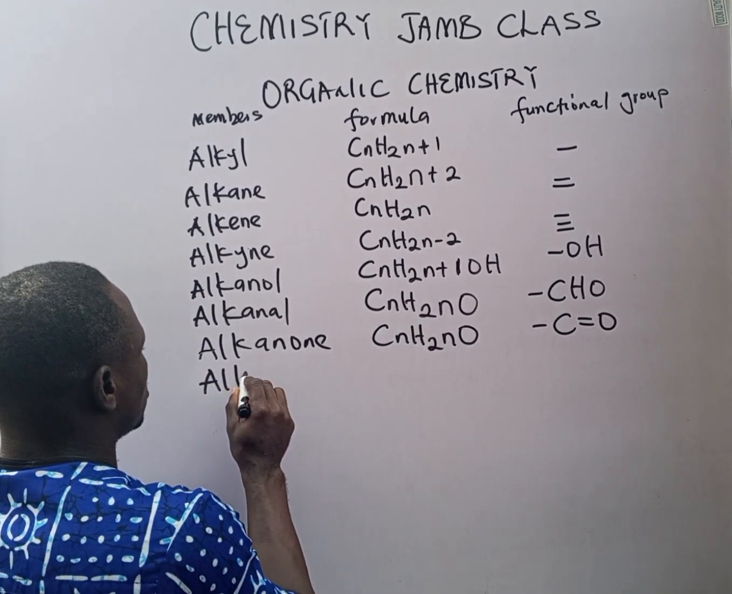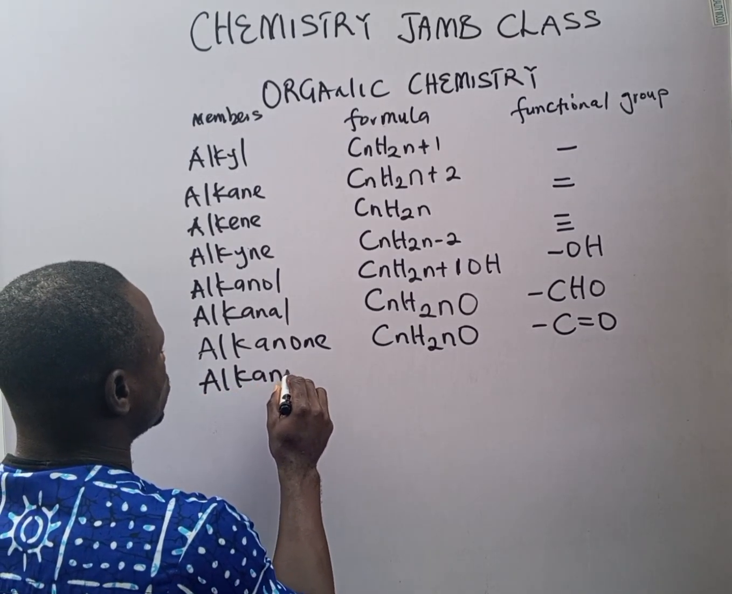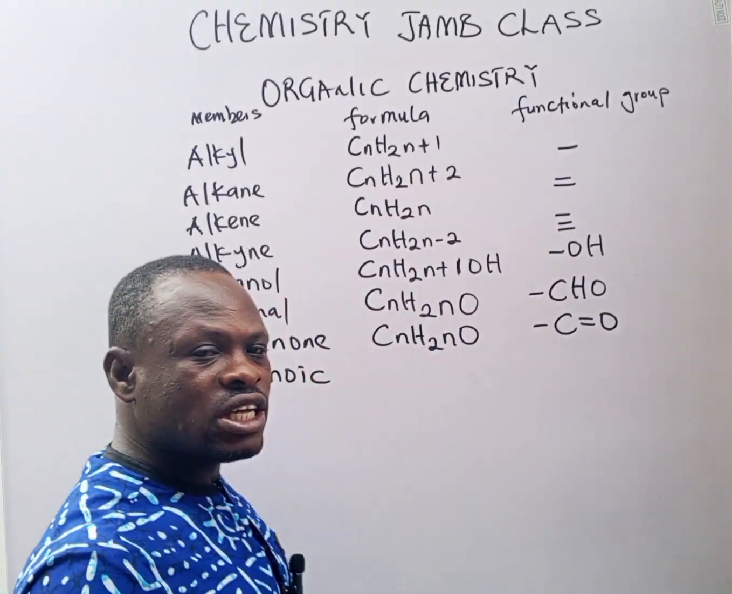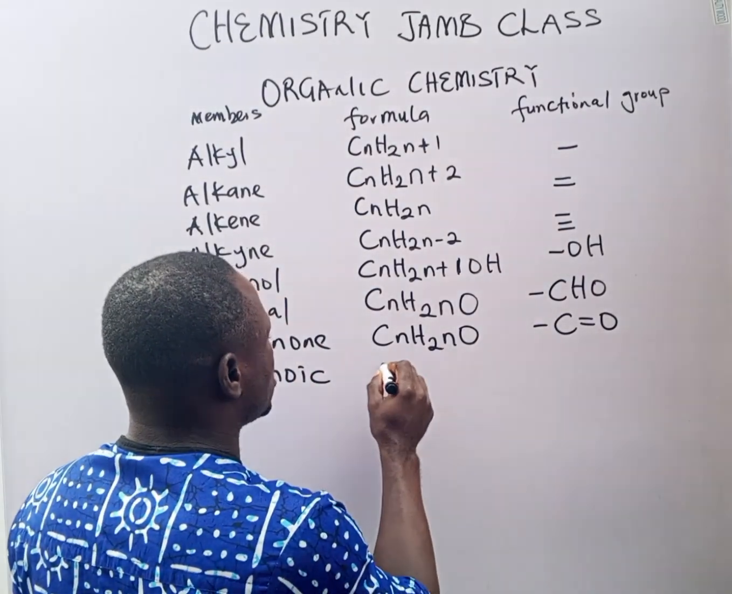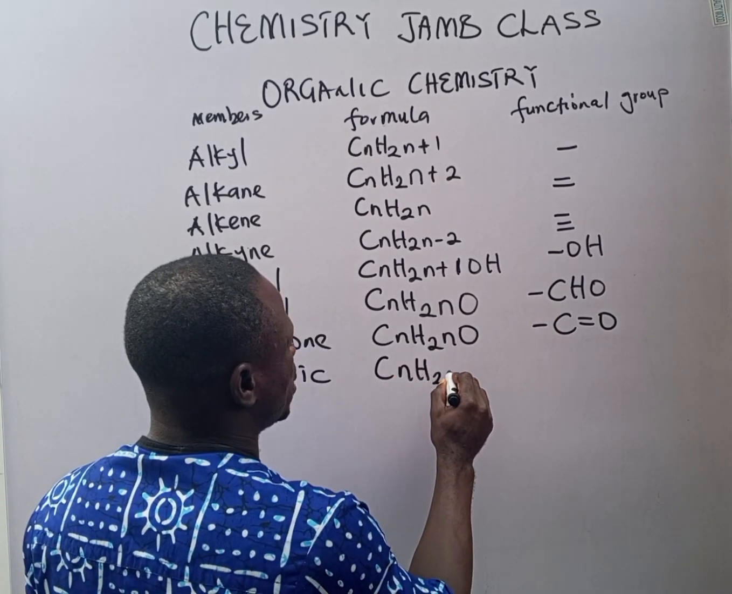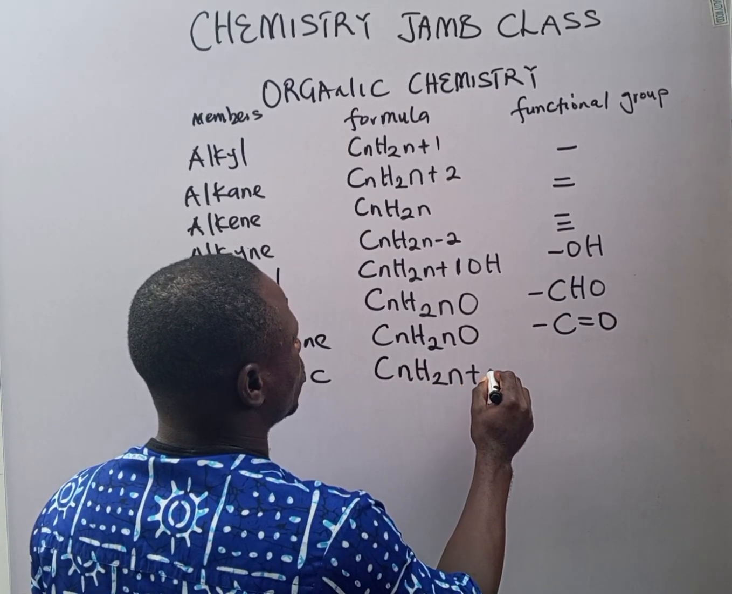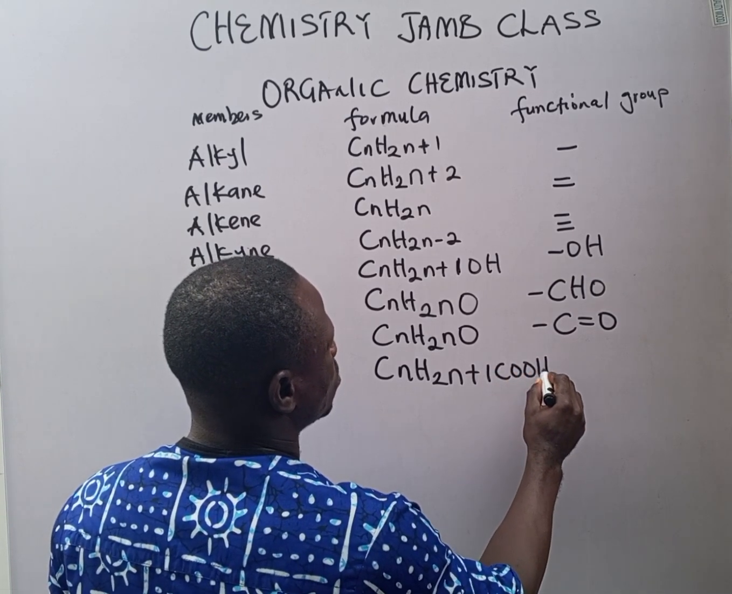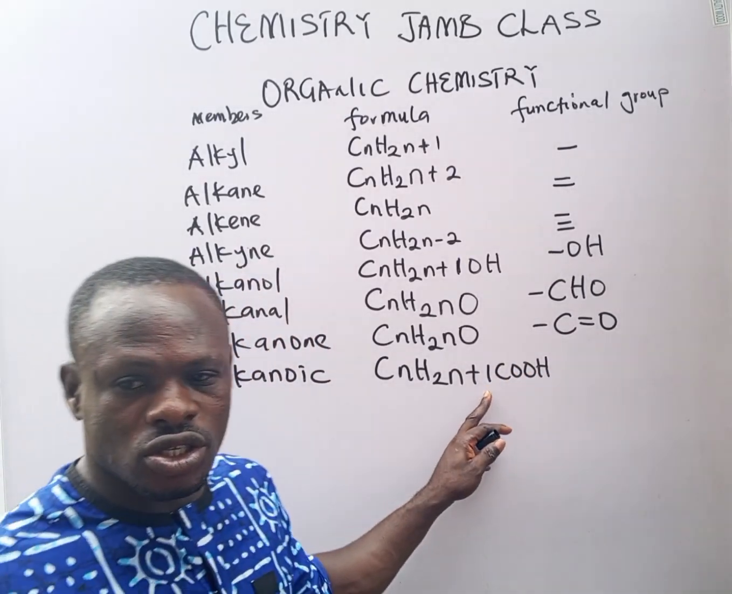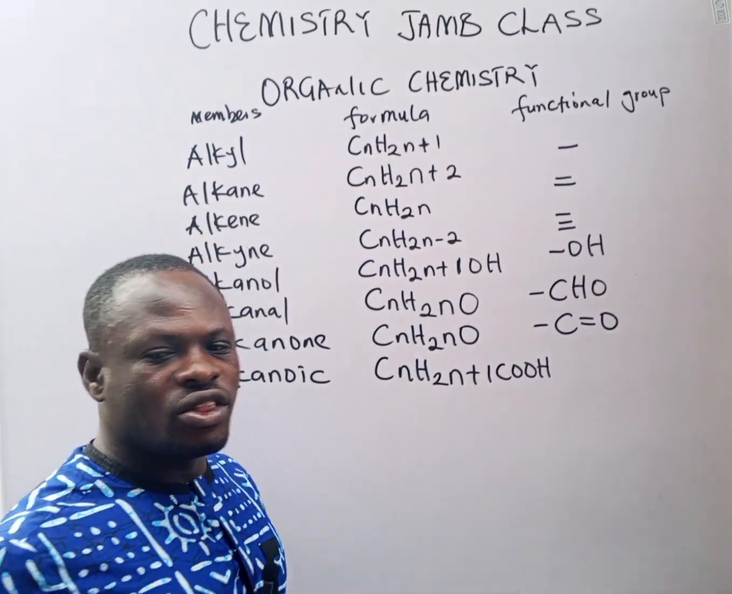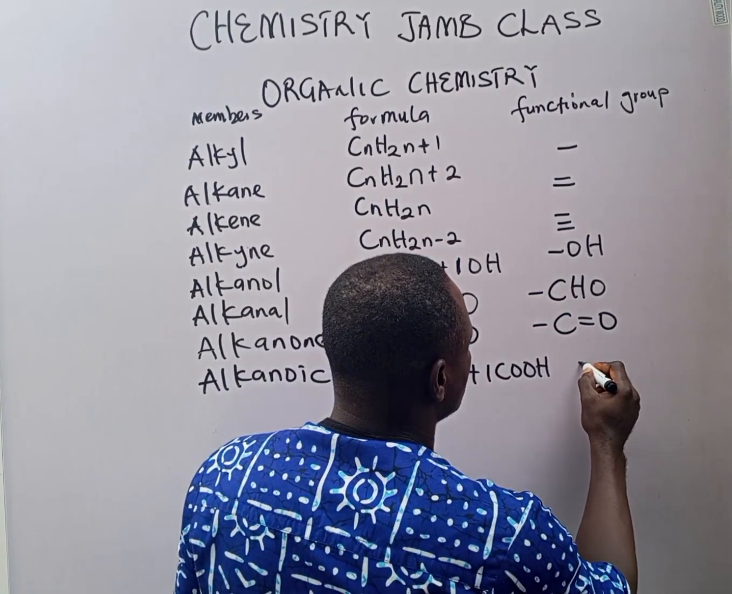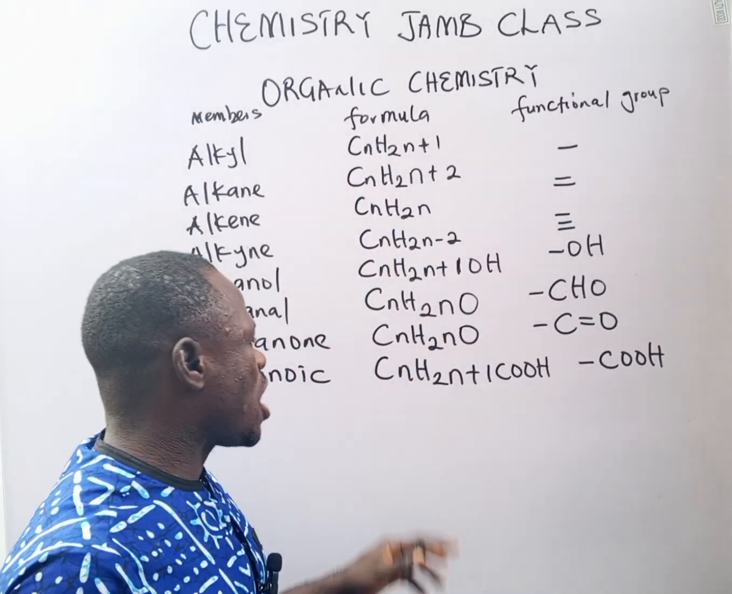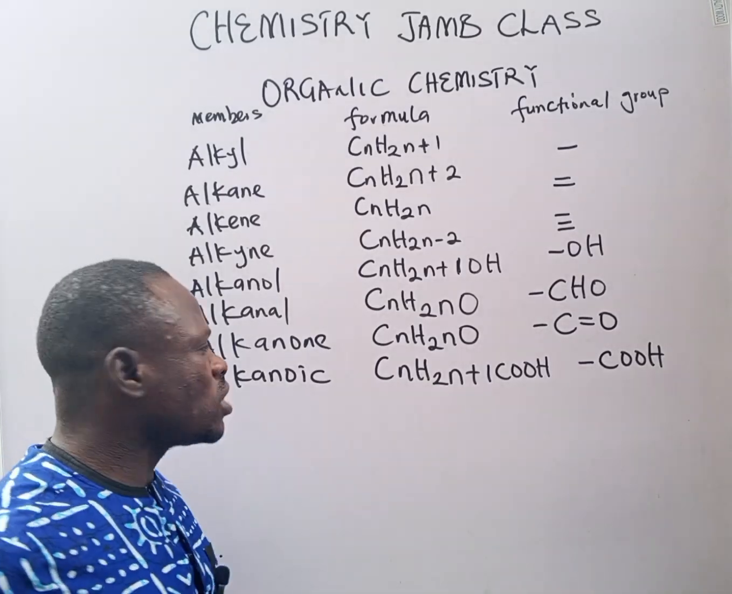Alkanoic acids, like methanoic acid, ethanoic acid, and so on, have a general formula of CnH2n+1COOH. Are you following? Now the functional group is COOH. This is the functional group of alkanoic acid. We now go to the next one.